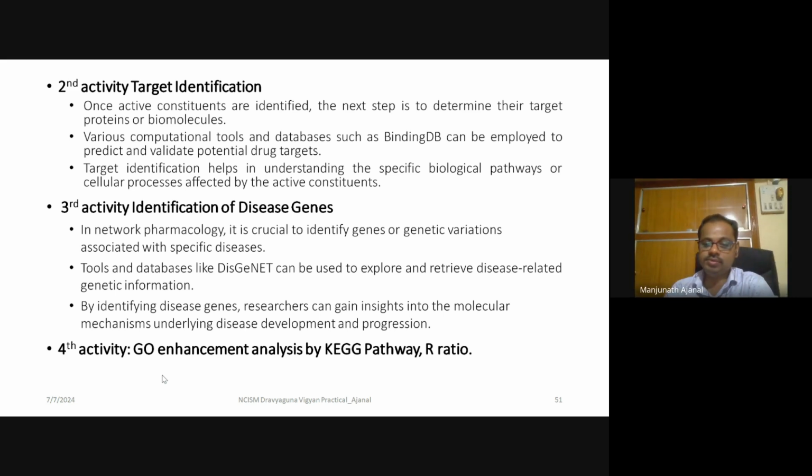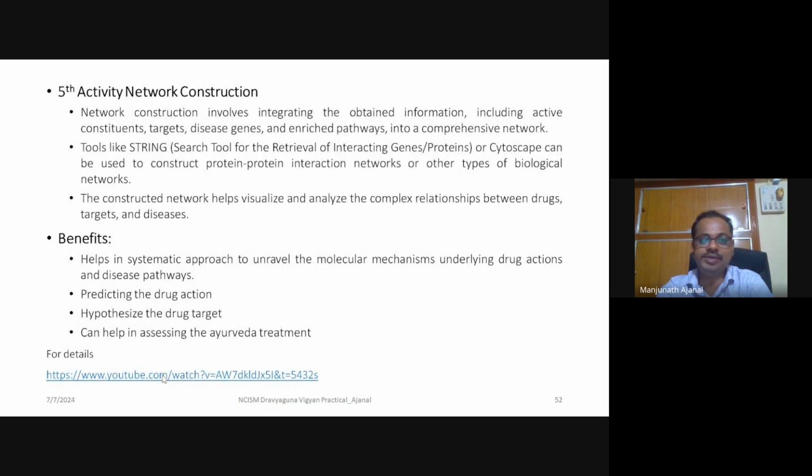So that particular interaction is really existing or not, that will come to be known by this particular activity. And the last one is network construction.